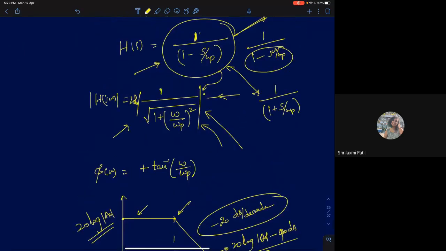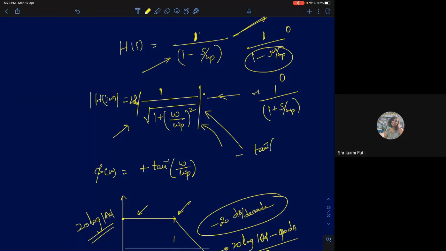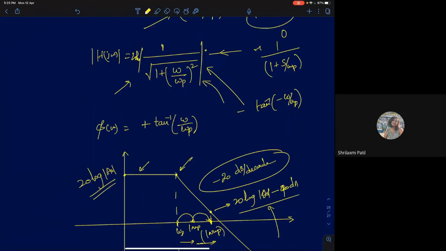The difference for this system, now I'll come back to the phase response here for this system with the right half plane pole. The phase response will be that it's the ratio of two functions. Again, the numerator will be 0, minus tan inverse of minus ω/ωp. So this will be plus tan inverse of ω/ωp.